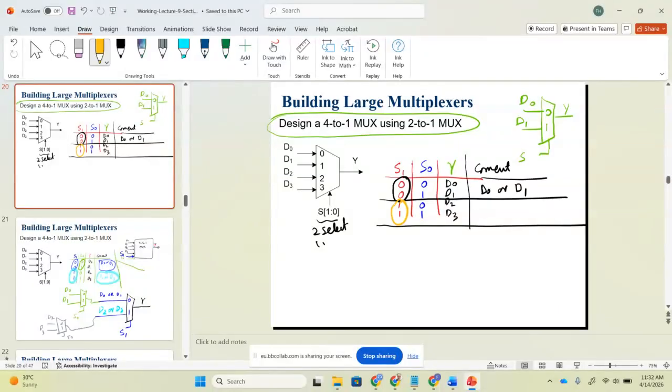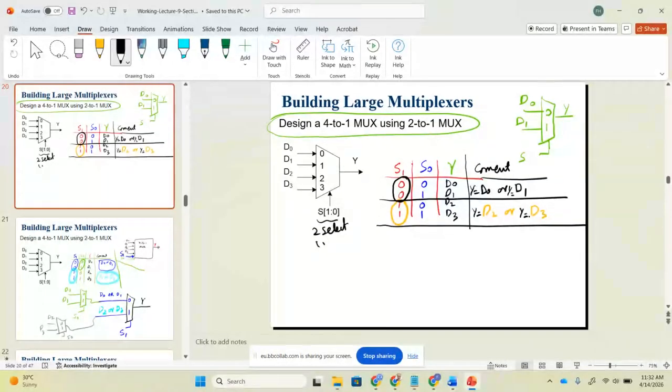D2 or D3. This is clear or not clear? Okay. So now can I say now make and see? So what you can say? So now in my comment, it means that y will be either D0, or y will be equal to D1, or y will be equal to D2, or y will be equal to D3.